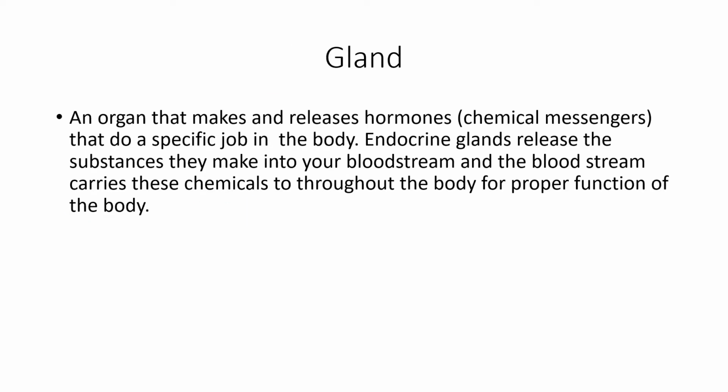Now, the endocrine system is made up of a whole bunch of glands. A gland is an organ that makes and releases a hormone. Again, a hormone is simply a chemical messenger, a chemical that is released to send a message or stimulate cells or other organs to produce things for the good of the body. So it's a chemical messenger to do a specific job in the body. Endocrine glands release substances into your bloodstream, and the bloodstream carries these chemicals throughout the body for proper function. Anything that gets into the bloodstream is going to go throughout the entire body, because the bloodstream goes throughout the entire body.